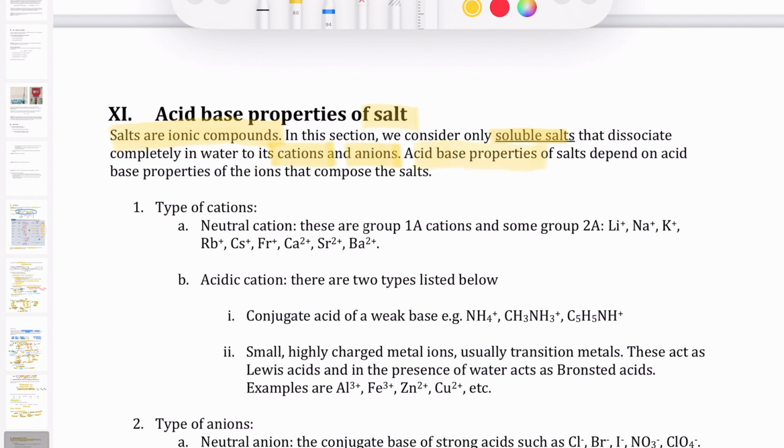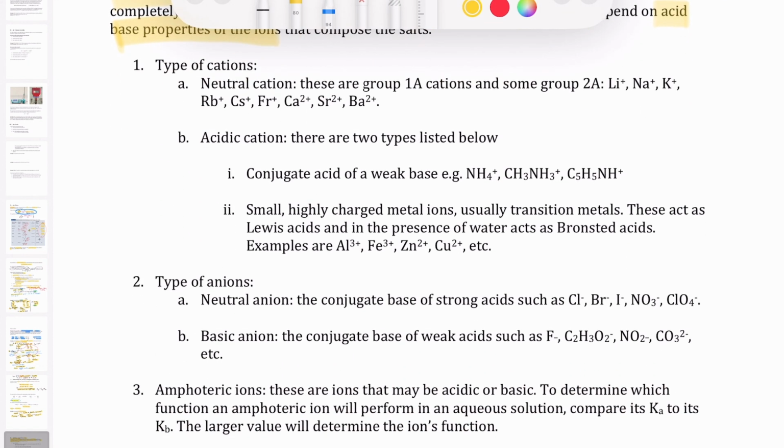The acid-base property of these salts will depend on the acid-base properties of the ions that make up the salt, which hopefully will make sense, right? So in order for us to understand whether a salt is acidic or basic or neutral, we're going to need to know what kind of cations and what kind of anions make up the salt.